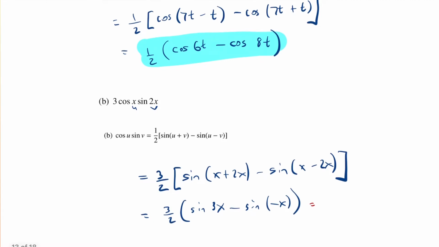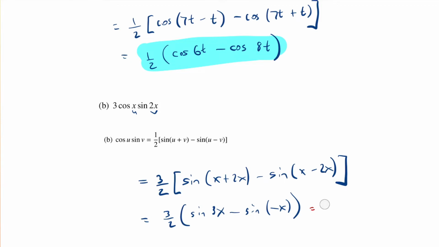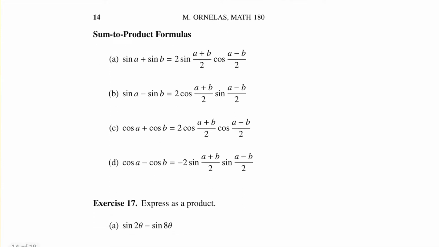However, we know that sine is an odd function, so we can write this as 3 halves, sine 3x, and this negative will come out and make this a positive, so it's going to be plus sine of x. That's because sine is an odd function, so the negative will come out and become the coefficient. Since you already have a minus, that becomes plus, and this becomes positive. That is the final answer. Can't combine those, they're not like terms.